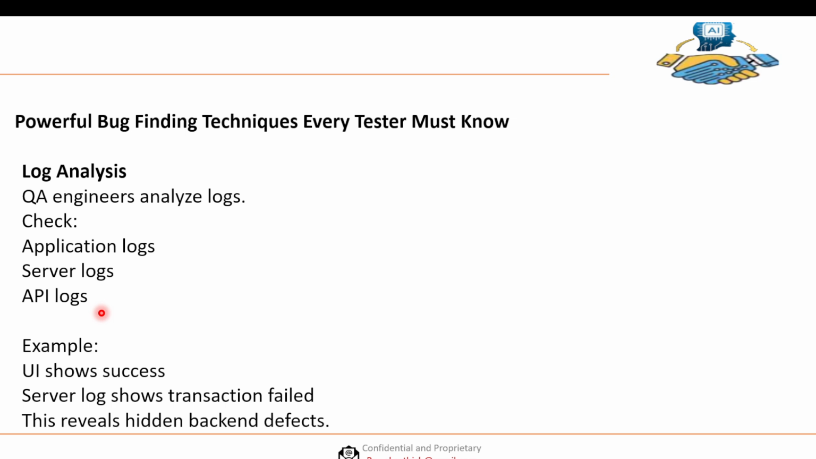The next technique is log analysis. As a full stack QA, we need to analyze the logs. We need to check application logs, server logs, and API logs. For example, the UI shows success, but in the logs the server log shows the transaction failed. So this will identify hidden backend defects.